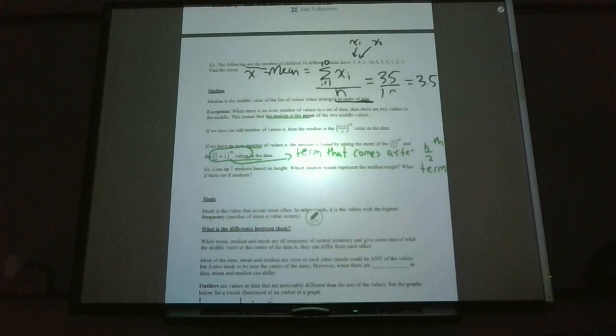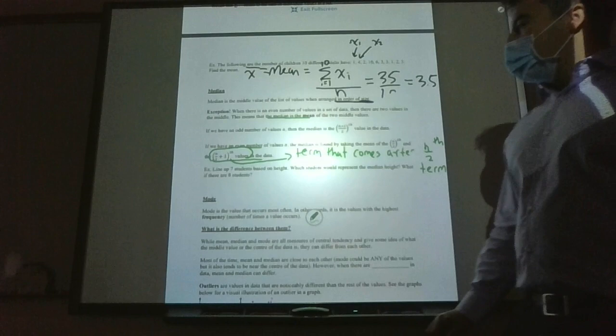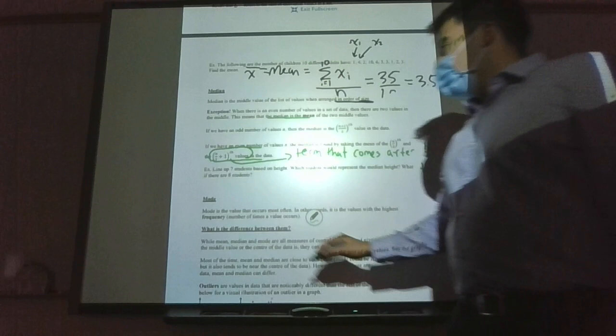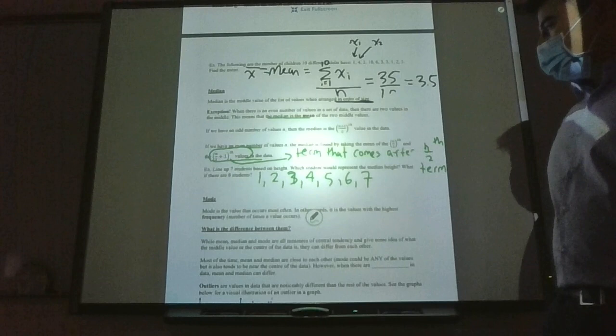So again, a lot of things in math don't really make a lot of sense unless we look at an example. So let's look at an example. I'm asking you to line up students based on height. Unfortunately, we did not get to do this example live, so I'm going to make this a little bit easier. I'm just going to do numbers, if you don't mind. Let's just pretend we're lining up numbers. It's a very easy example, but hopefully it illustrates what I mean. So 3, 4, 5, 6, and 7.